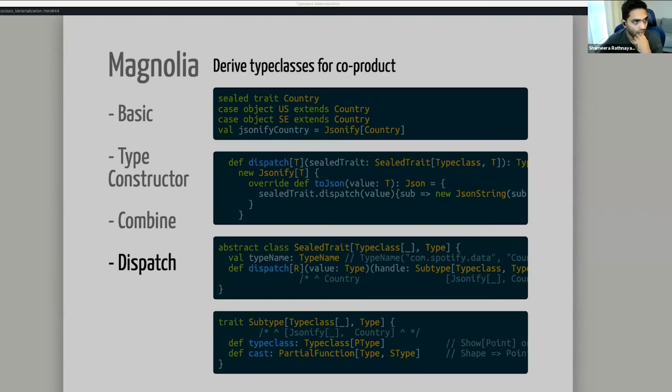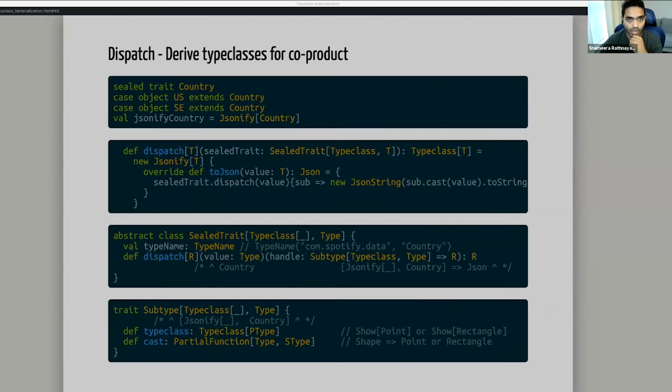Cool. And that derives the type class for product. So I take it to a different slide, the dispatch method, which has a lot of code. Dispatch is where Magnolia handles the coproducts. So we have the country sealed trait, and it has different implementations, US and Sweden. So we only support those two countries.